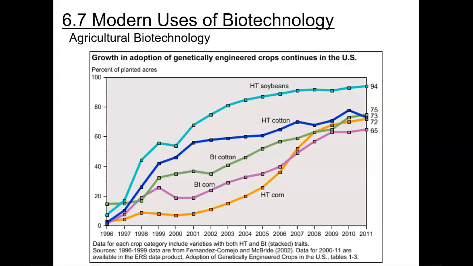Right, so here is going to be an agricultural growth chart or table. It shows the growth and adoption of genetically engineered crops in the US. And so you can see some of the different crops that you see. You see that Bt corn in pink there and Bt cotton.